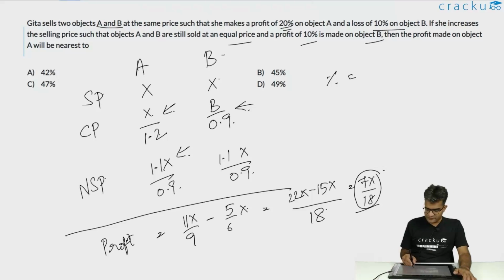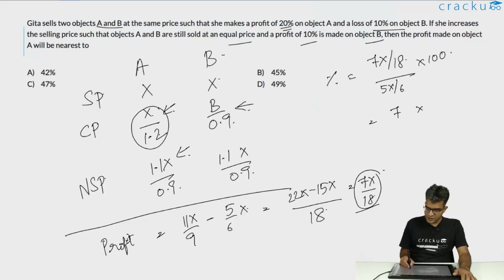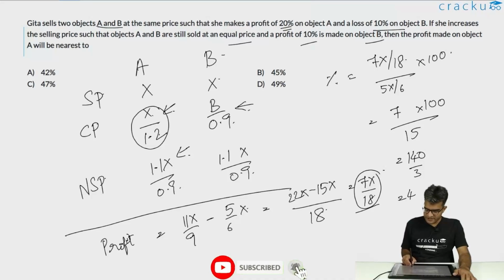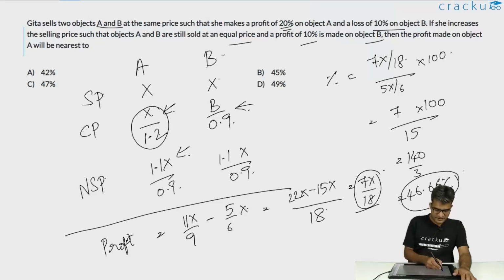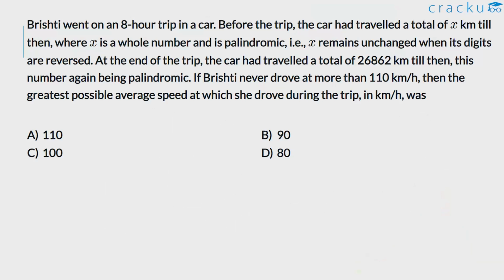Profit percentage is profit divided by cost price. So this is 7x by 18 divided by x divided by 1.2, which is 5x by 6, into 100. This is equal to 7 into 100 divided by 15. This is equal to 140 by 3, which is equal to 46.66%. The profit percentage is closest to 47% amongst the options, so that will be the correct answer.